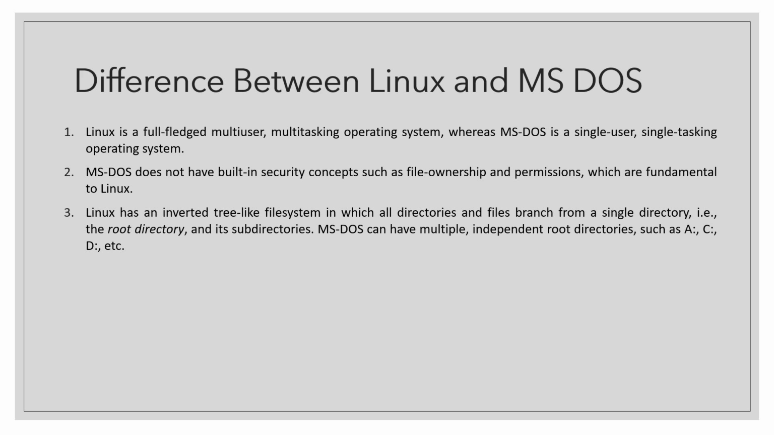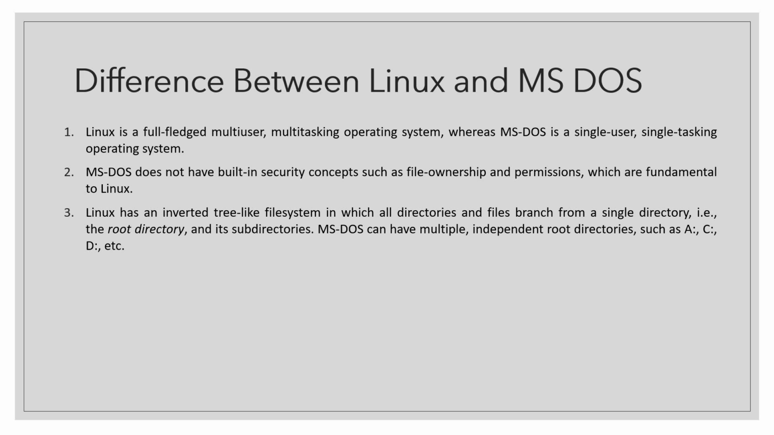Again, in MS-DOS, the entire root directories can be viewed based on the drives. Like in Windows, we have C drive, D drive, A drive, and MS-DOS allows those drives to be viewed separately as directories, and each drive will be called a root directory.